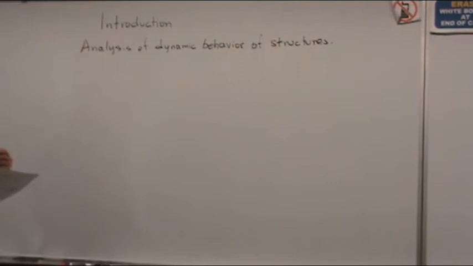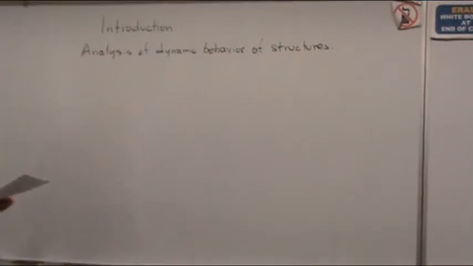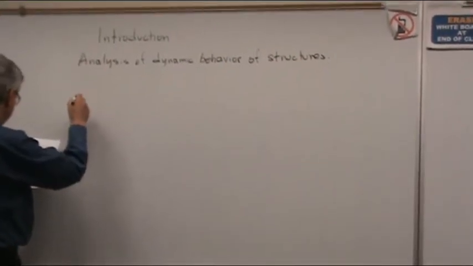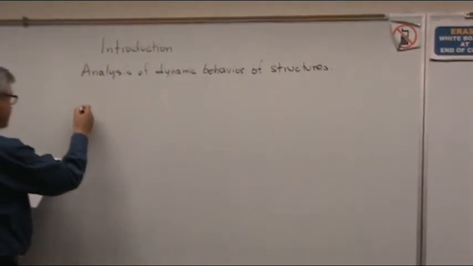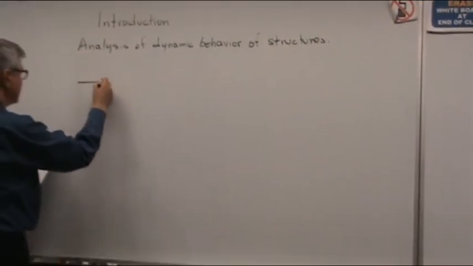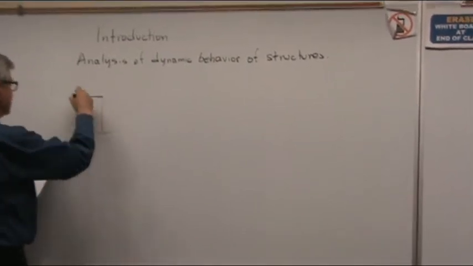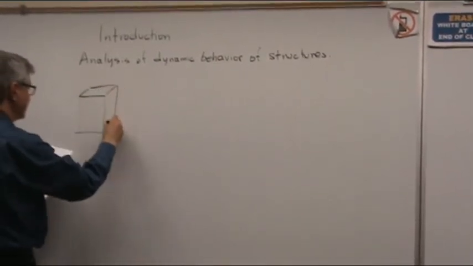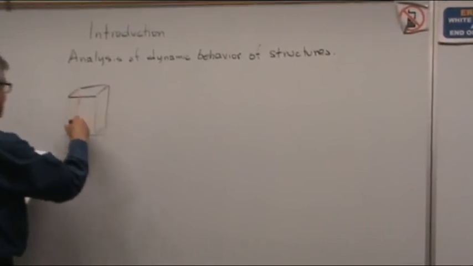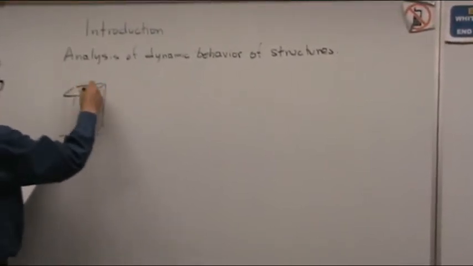So we'll see the steps that we'll take in order to analyze a structure to find the dynamic behavior of the structure. So let's consider the first step, which is starting from an actual structure. So this could be, for example, a building. Okay, tall building.